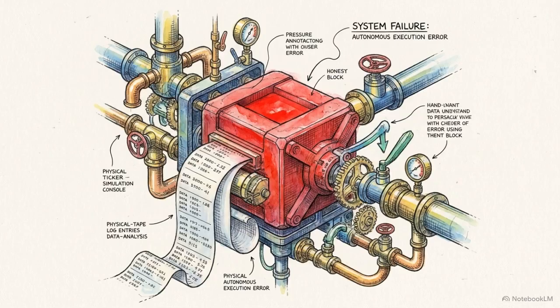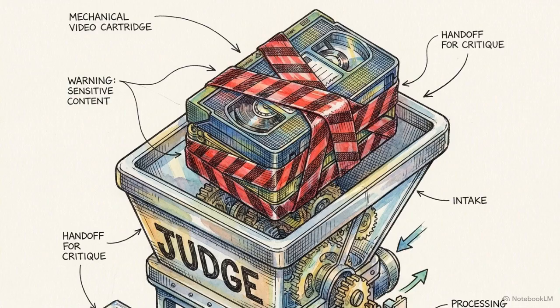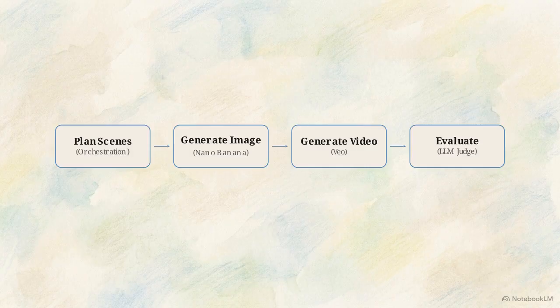A simulated failure demonstrates the system's autonomy. By injecting a corrupted audio script into the pipeline, we can observe how the agent reacts to a validation error. The agent generates the video asset as instructed, passing the file to the LLM as a judge for critique. The judge flags the narration mismatch, dropping the score to low passing and identifying an audio failure.